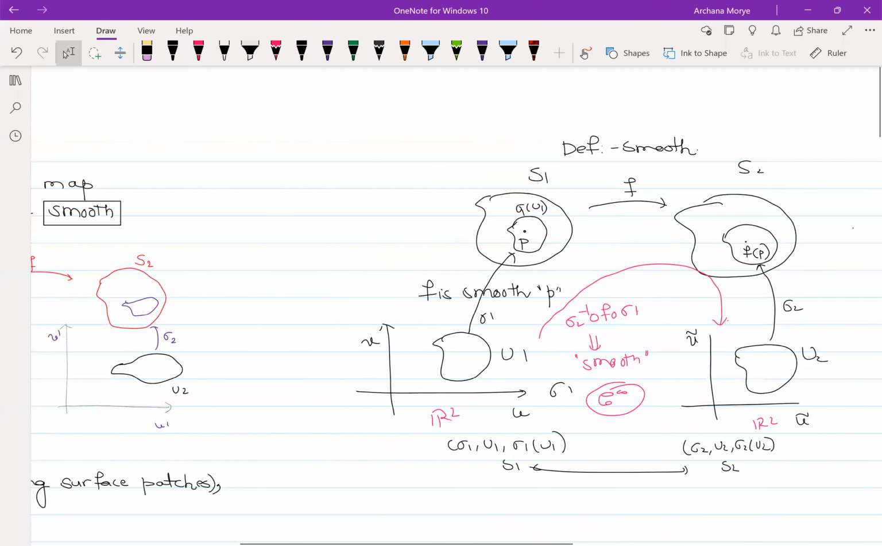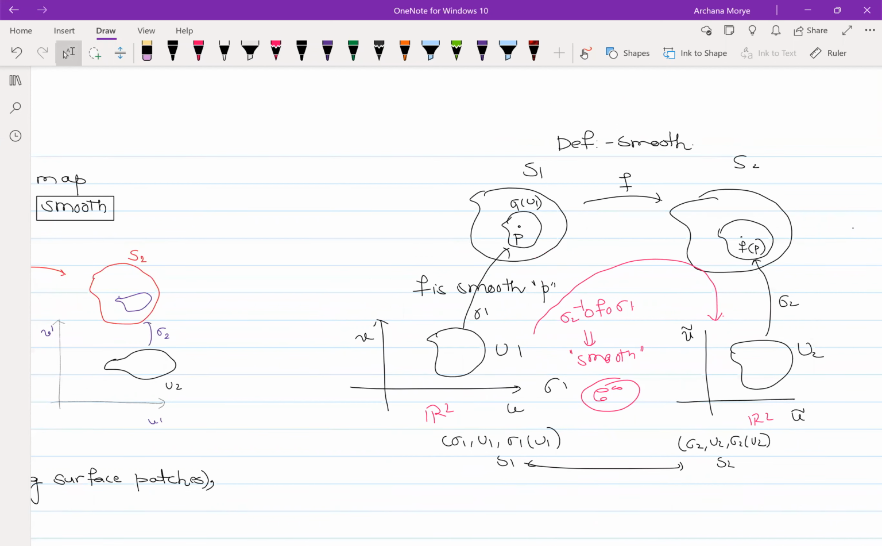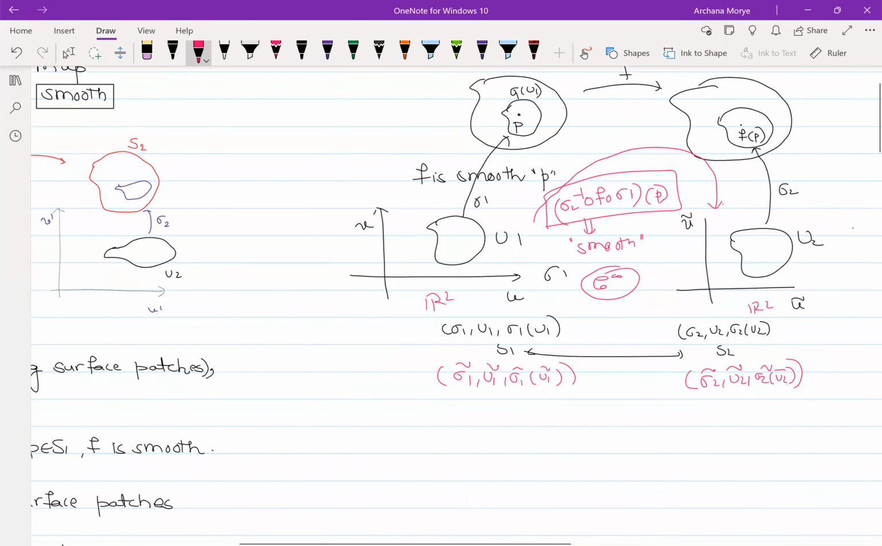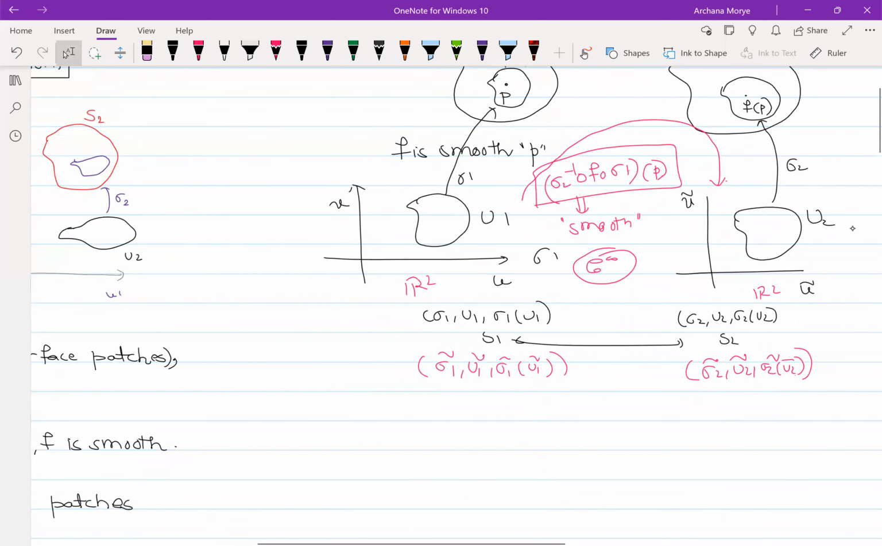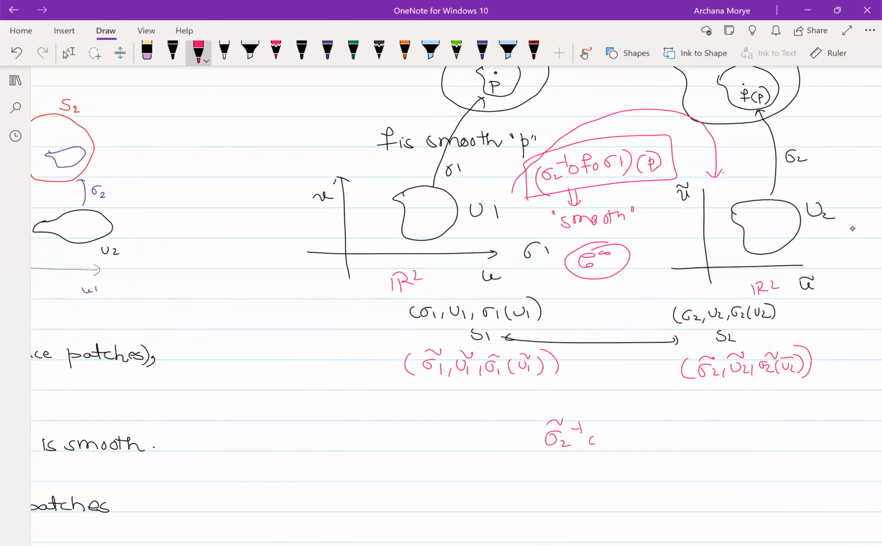See, does this definition of smoothness depend solely on P? No, it depends on the surface patch chosen. Right, exactly. So this depends upon the surface patch. Suppose I take another surface patch, then this map will change to another new function, and that function will be x2 inverse tilde composed with f composed with sigma 1 tilde at p.